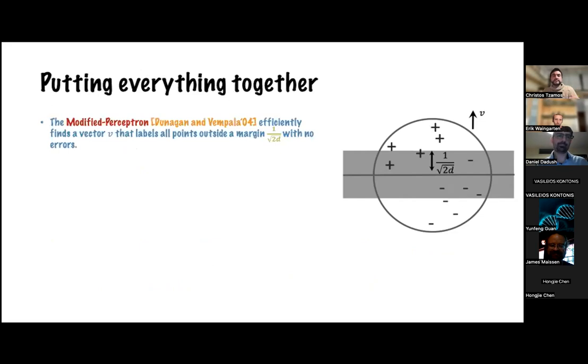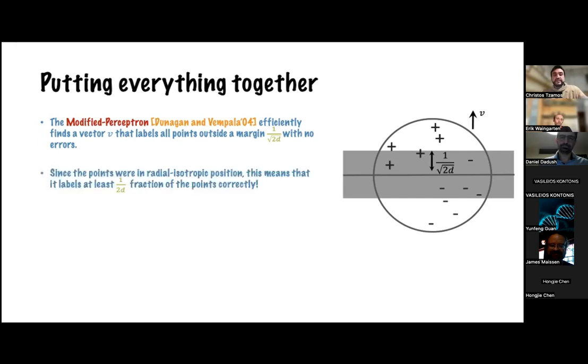Okay, so now what can we do? It turns out that you can modify the perceptron algorithm, not to make 1 over gamma squared iterations until it perfectly separates all the points, but to find a vector that labels all the points correctly outside a given margin. You can specify the margin yourself, and the modified perceptron by Dunagan and Vempala does a bounded number of iterations and guarantees that after this number of iterations, all the points outside the margin will be correctly labeled, as in the picture. So I'll find the direction v such that everything outside the margin is correctly classified.